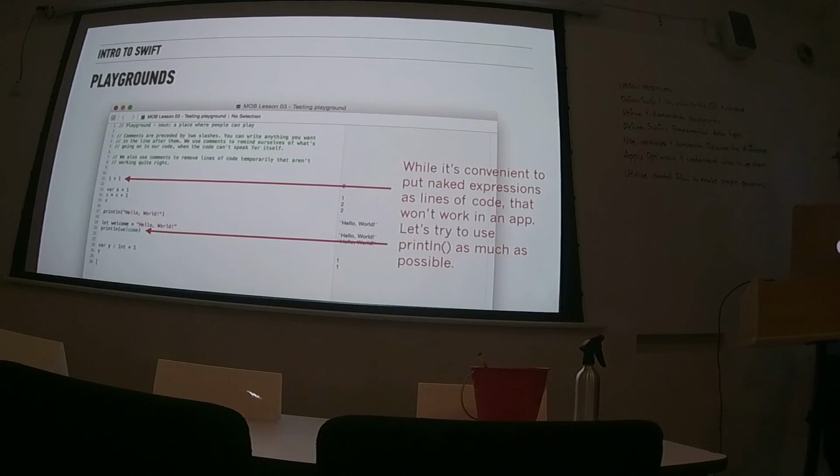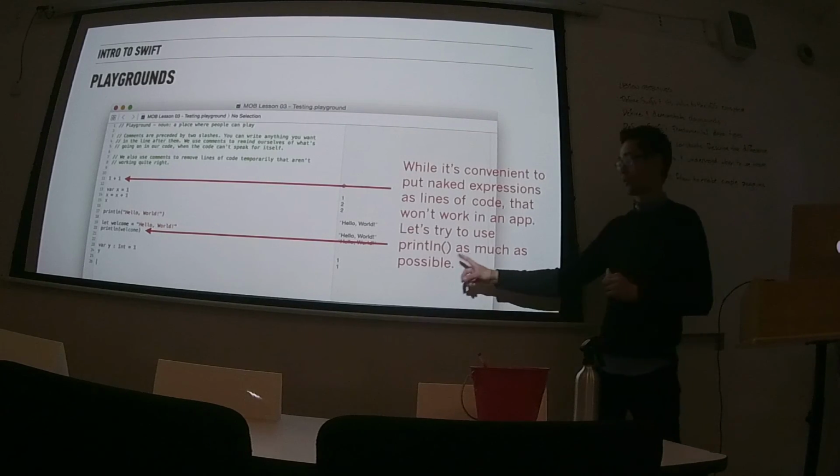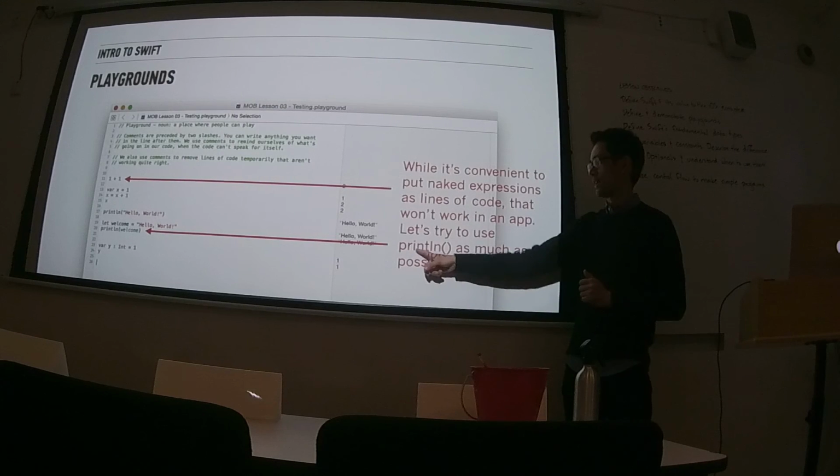This is a point that we're going to go over now, even though it's a little bit heavy. It's super convenient to be able to write expressions like 1 plus 1 and have the playground evaluate it for you and show the result on the right. However, that doesn't work in an app, strangely enough. You can't go into an app and write 1 plus 1 just on a naked line and have it work at all. So the first function that you're going to learn is println.